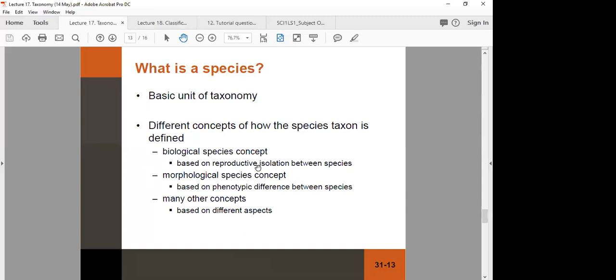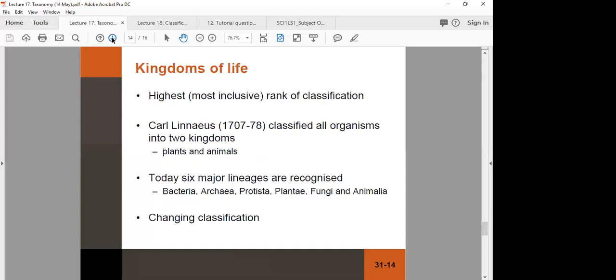Now, this concept is not easy to apply to plants. So plant biologists tend to use the morphological species concept, where they will differentiate different species based on phenotypic differences between them. That is based on characters which you can see, which you can measure, which you can observe. So for example, they'll be looking at form and colour and size and structure and so on. And there are other species concepts which we won't mention here.